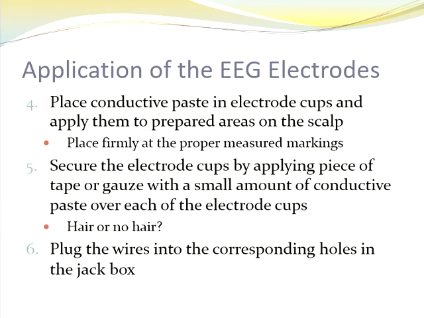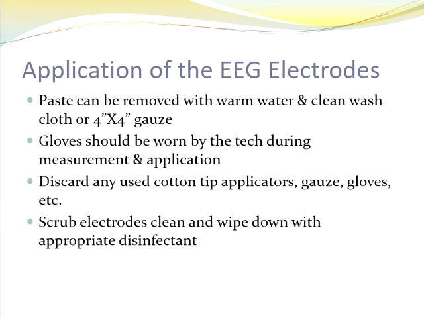So the wires are bunches of different colors. Color does not matter as long as where you're applying it corresponds to the correct location to where you're plugging it in. So like your C3 electrode, you apply it in the C3 location, and it's plugged into the C3 port on the head box or the jack box.